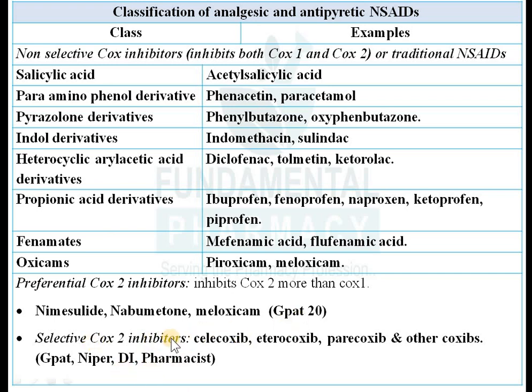Then the last class is the selective COX-2 inhibitors. They are nothing but the coxibs: celecoxib, etoricoxib, parecoxib, rofecoxib, etc. All the coxibs are selective COX-2 inhibitors. इसके ऊपर भी एक बार GPAT में क्वेश्चन था: identify the selective COX-2 inhibitor. Nimesulide, nabumetone and meloxicam are preferential COX-2 inhibitors. इसमें कंफ्यूज नहीं होना चाहिए. You should not confuse selective COX-2 inhibitors with preferential COX-2 inhibitors. And the remaining drugs are non-selective COX inhibitors; they inhibit COX-1 as well as COX-2. Is that clear?